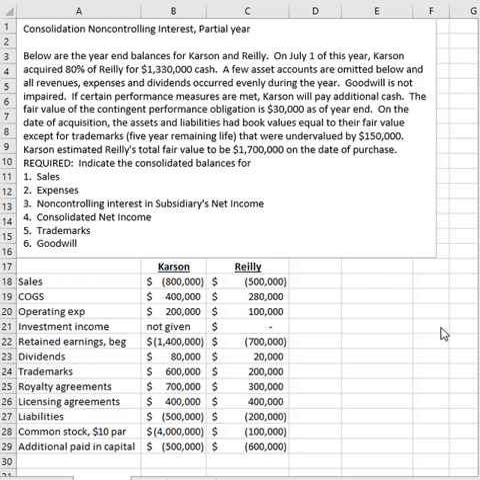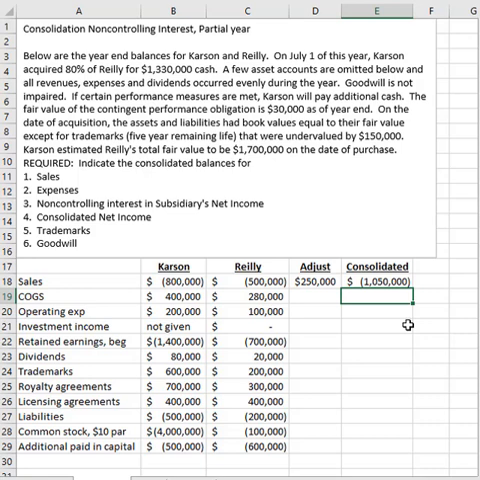So they give us some data and they want us to then indicate the consolidated balances for these 6 accounts. So let's start with sales. The parent is Karson, so sales would be all of the $800,000, but only half of Reilly's because we didn't own it the first half of the year. So we need to take out half of the sales. So consolidated sales will be $1,050,000. Notice that the brackets mean credit and the positive numbers are debits.